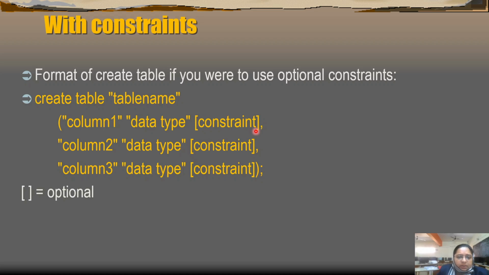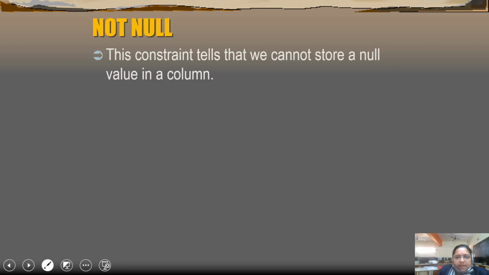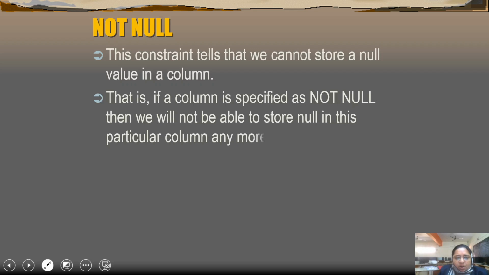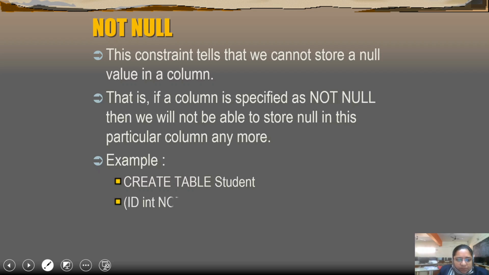You can also leave it just like that, but if you feel like you want to impose a little bit more restriction on your table, then you can apply a constraint. The first one is the not null constraint. This constraint tells us that we cannot store a null value in a column. That is, if a column is specified as not null, then we will not be able to store null in this particular column anymore. Example, create table student.